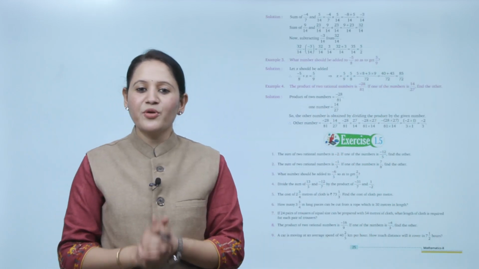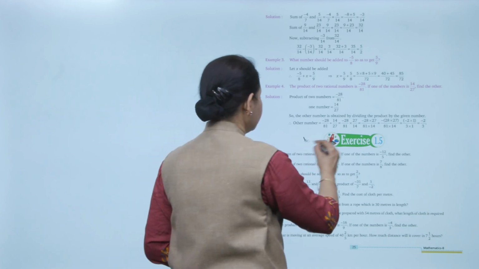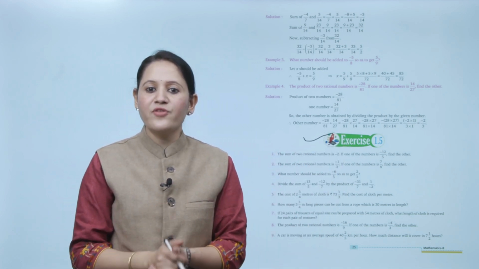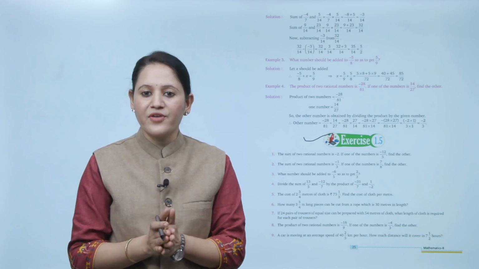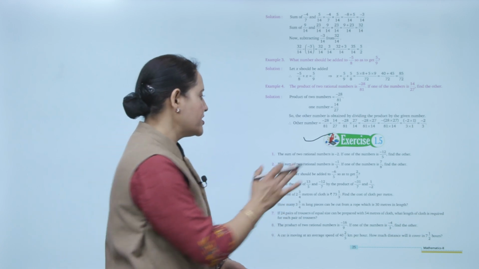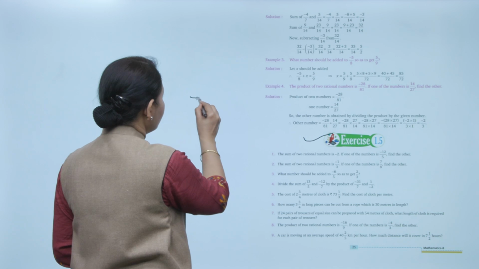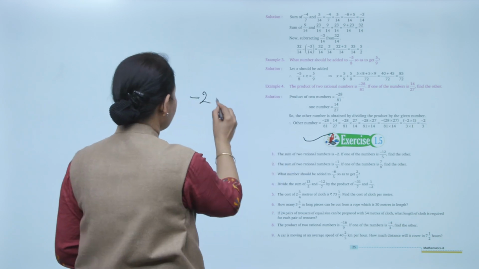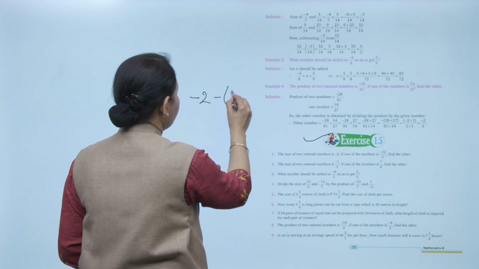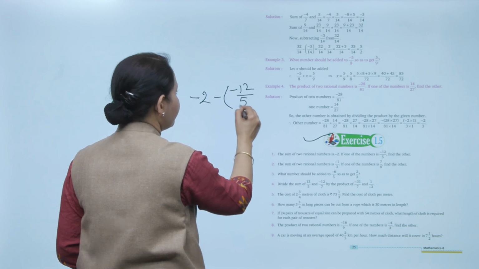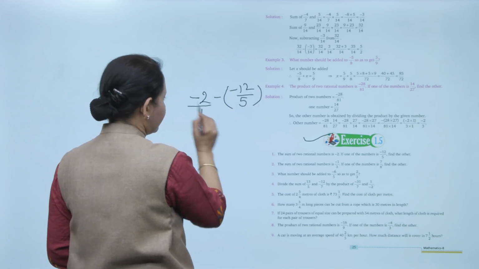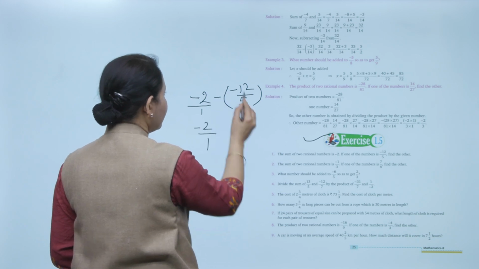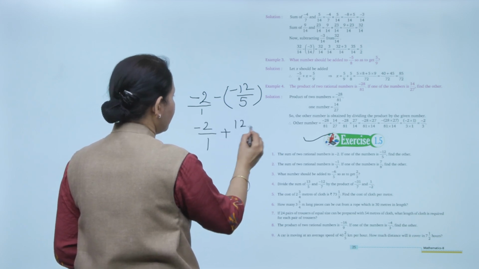Next is exercise 1.5. The sum of two rational numbers is minus 2. If one of the numbers is minus 12 upon 5, find the other number. So the sum is minus 2. So we'll subtract the given number from the sum. Minus 12 upon 5, you can write it like this also. So minus 2 upon 1 minus minus, plus 12 upon 5.